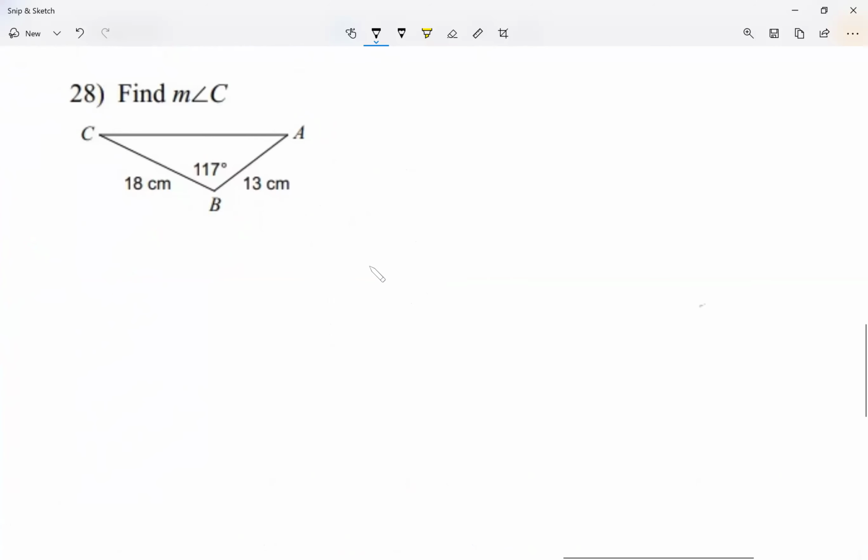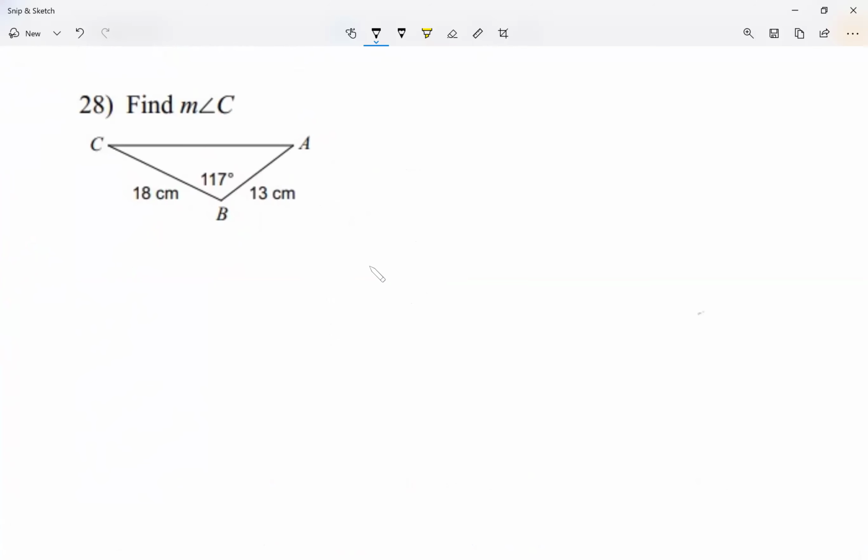Let's take a look at number 28. Okay, so I see angle B, but I don't have side B. Cannot use the law of sines. Instead, let me see. I have side C and side A and angle B. So because I gave you angle B, we're going to use the law of cosines that has something about angle B. Let me remind you guys of that formula.